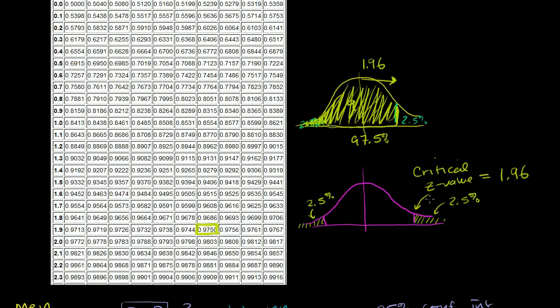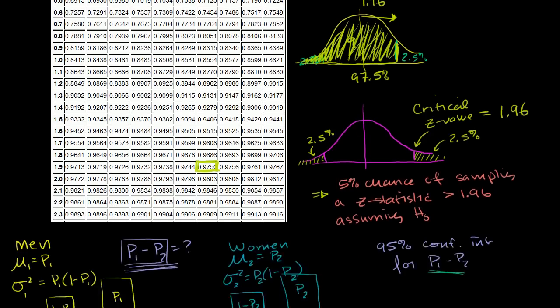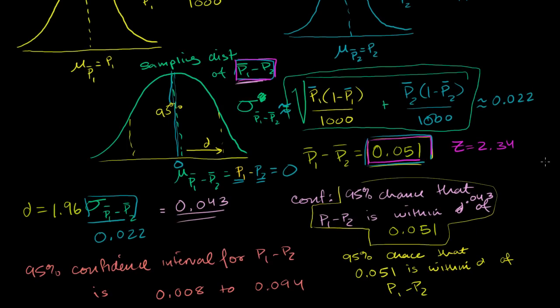So what that tells you is there's a 5% chance of sampling a z statistic greater than 1.96, assuming the null hypothesis is correct. Now, we just figured out that we just sampled a z statistic of 2.34, assuming the null hypothesis is correct.